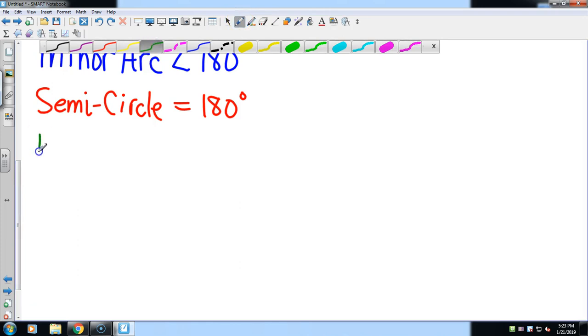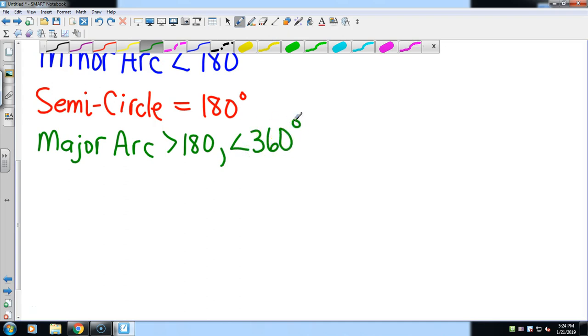A major arc is greater than 180, but it is less than 360. And exactly 360 would be a circle. So those are the three types of arcs. A minor arc, less than 180 degrees. A semicircle, equal to 180 degrees. And then we have a major arc, which is greater than 180 degrees, but less than 360 degrees.